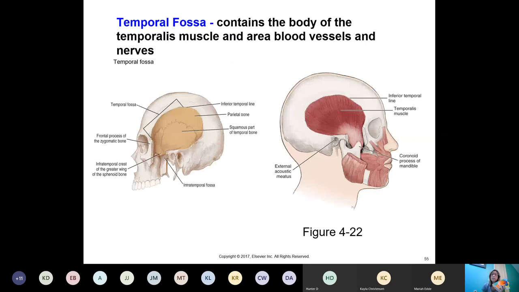The temporal fossa contains the body of the temporalis muscle and area blood vessels and nerves. Your temporalis muscle, we'll learn next chapter, is one of your muscles of mastication. So it helps you to be able to chew your food or move your mouth. And this next slide, 55, shows you that big area. It puts the temporalis muscle in place on the picture on the right. And the muscle fills that whole space.